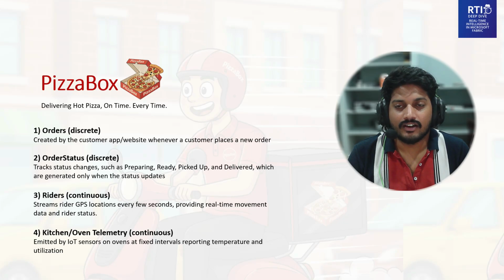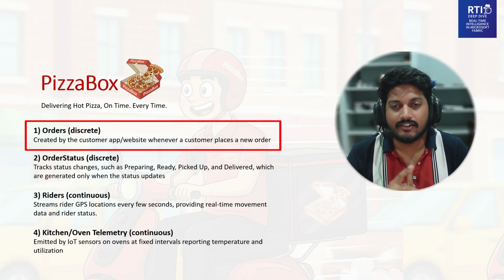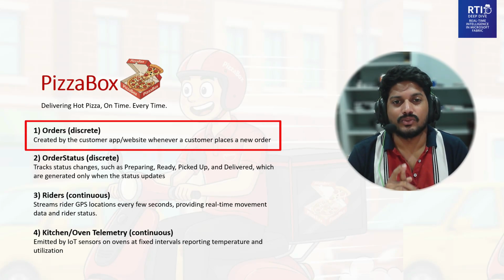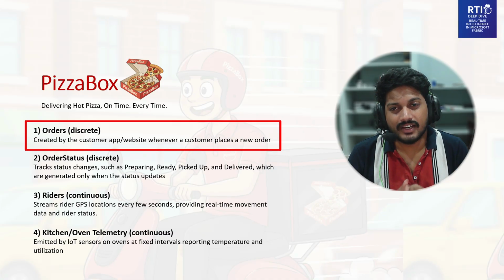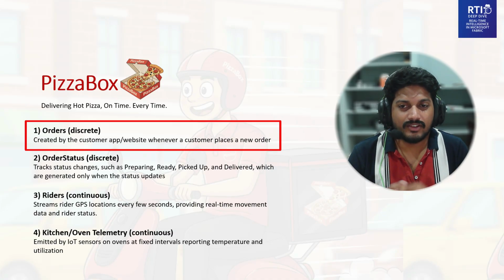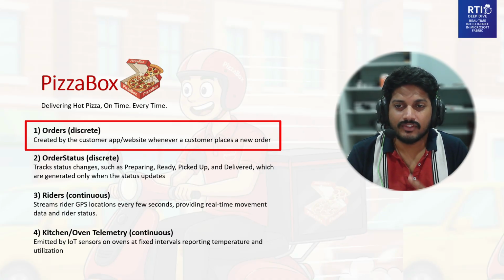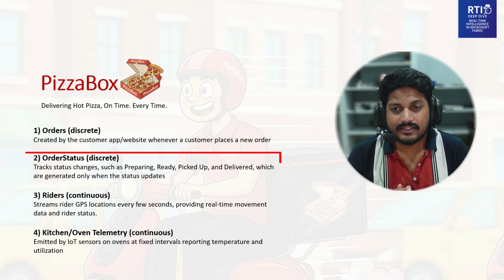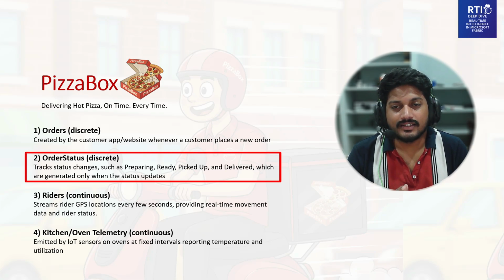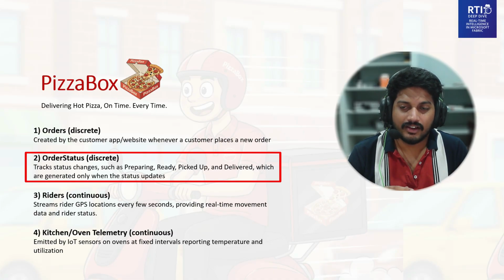The first one is orders. Orders is like, whenever a customer places an order through an app or a website, it generates a row, basically one row for each order. The second one is order status. Order status updates the status of the order, like whether it is under cooking, ready to pick up, or delivered.